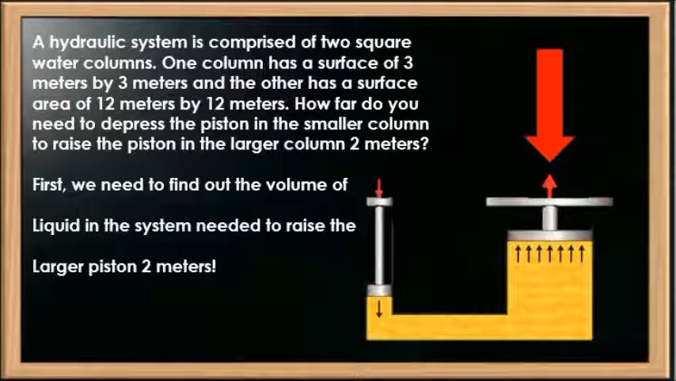Now, to our question. A hydraulic system is comprised of two square water columns. One column has a surface of 3 by 3 meters, so we have 9 square meters on that side, and the larger surface has 12 meters by 12 meters, so that is 144 square meters on this side. How far do you need to compress the piston in the smaller column to raise the larger column 2 meters? So what the question is asking is, how far do we need to push this in order to make this piston raise 2 meters?